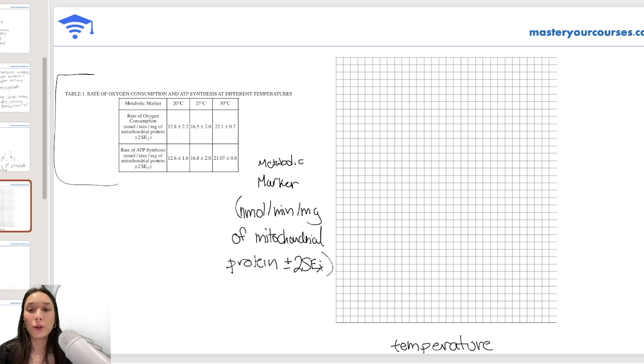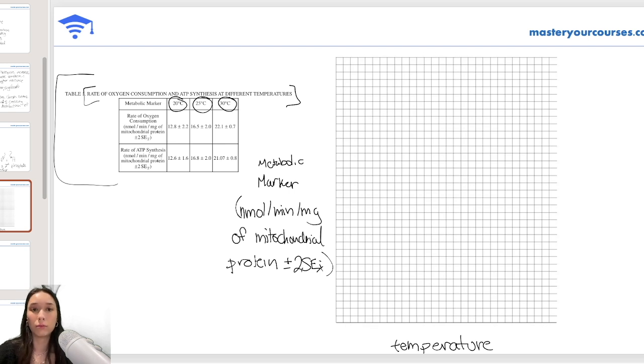Alrighty, so they usually don't give you marks for putting a title on the top, but if you were to put a title on the top, you could just copy this right here, rate of oxygen consumption and ATP synthesis at different temperatures. Maybe put it just in case, but they usually don't give you marks for that. Now, in terms of how I'm going to set up this graph, you have your 3 different measurements. So you have 20 degrees, 25 degrees, and 30 degrees. Okay, so let's do this. We'll put 25 degrees here. It's just most logical.